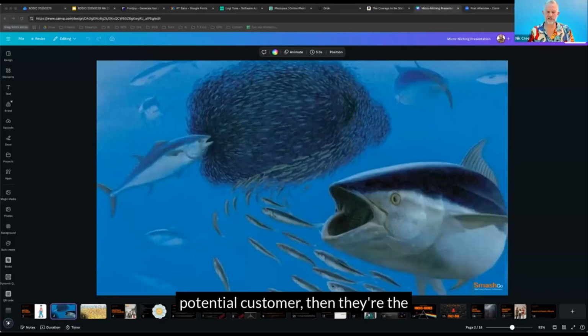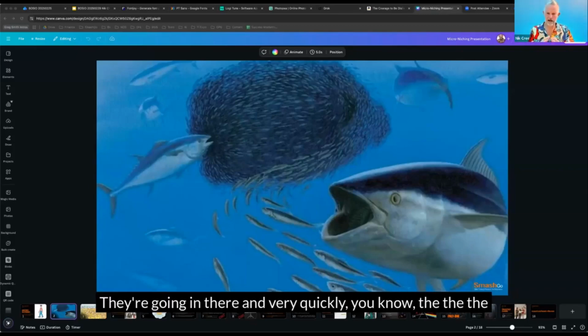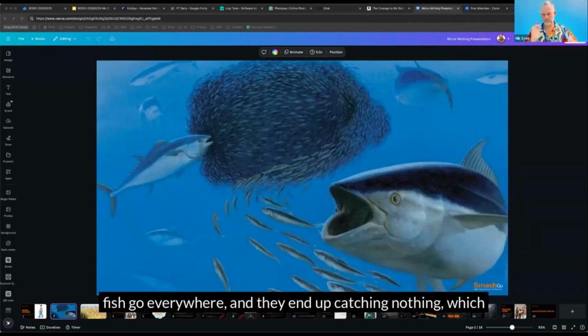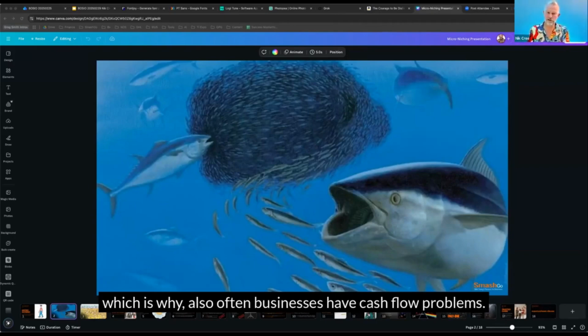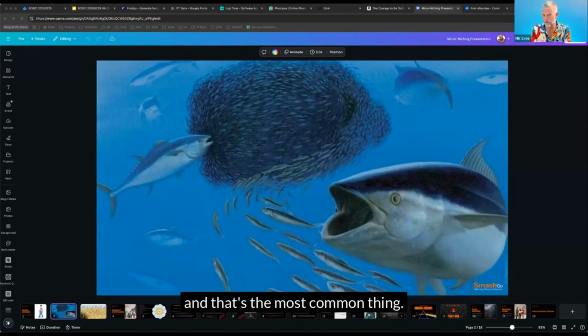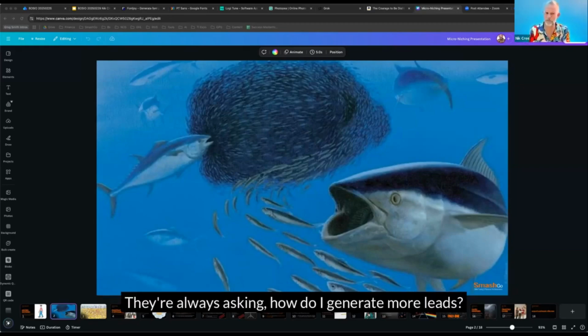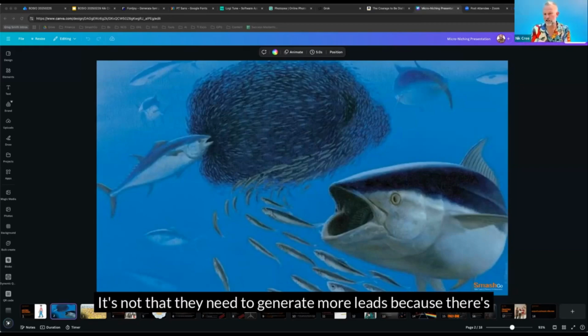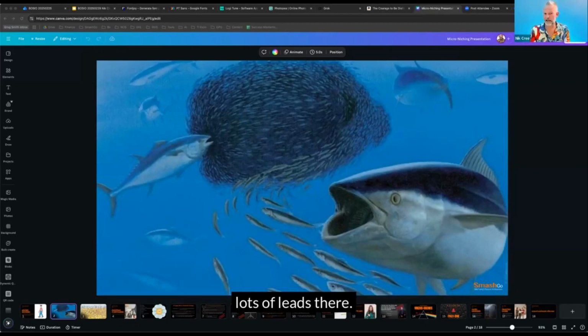When people say that they serve everyone, or everyone's a potential customer, then they're the fish that's going after the school. They go in there, and very quickly the fish go everywhere, and they end up catching nothing, which is why so often businesses have cash flow problems. They're always looking for leads, and that's the most common thing. They're always asking, how do I generate more leads? It's not that they need to generate more leads, because there are lots of leads there. It's about, how do I catch that one fish?